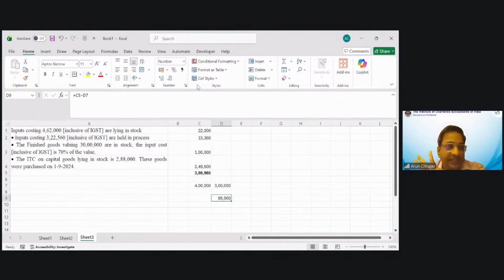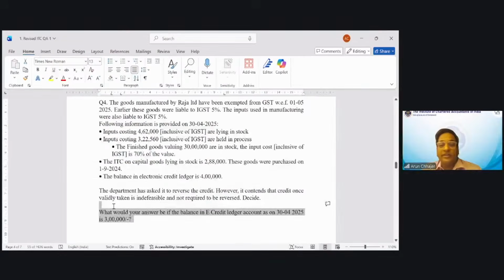This becomes very important considering the GST 2.0, where multiple items are involved. Why 3 lakhs? It is given in the question. They have given the second alternative. What would be your answer if the balance in the credit ledger is 3 lakhs only? Then I can say the total amount which I need to reverse is 386.